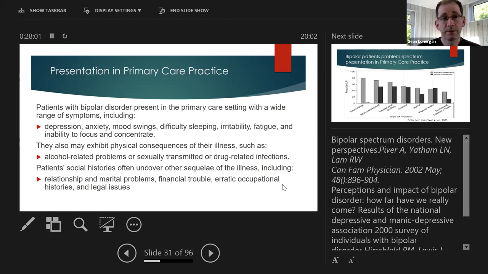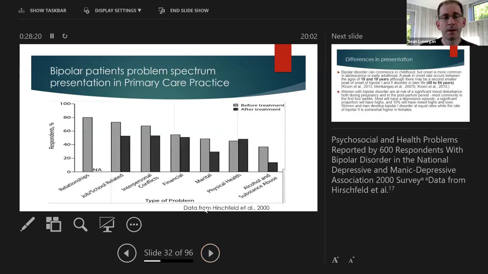They may also exhibit physical consequences of their illness, such as alcohol-related problems or sexually transmitted or drug-related infections. Patient social histories often uncover other sequelae of the illness, including relationship and marital problems, financial trouble, erratic occupational histories, and legal issues. Here's a representation of common presentations of bipolar patients in primary care. Relationship difficulties are most common, and then work or school-related difficulties, interpersonal conflicts, financial difficulties, marital difficulties, physical health difficulties, and alcohol and substance misuse difficulties.